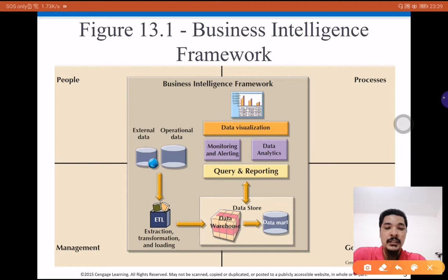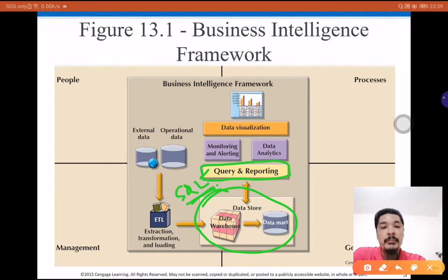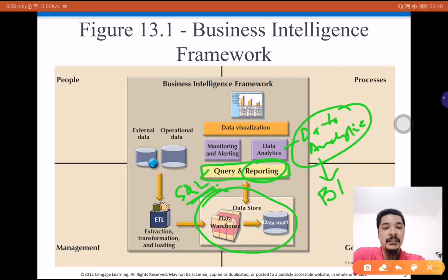Okay, so what they need to do? Of course, they need to query the data again. So in our case, we already learned about SQL, Structured Query Language, and making a report. Okay, this is what we call reporting in terms of data analytics. Data analytics is also part of the big data environment.